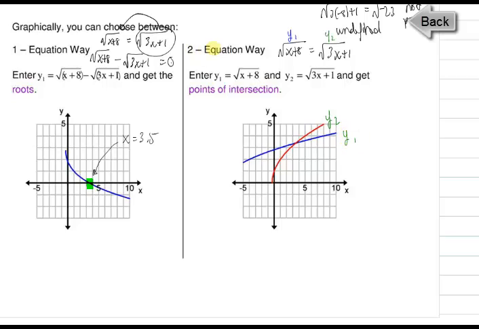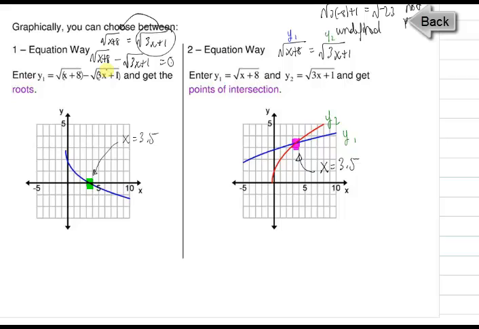Now when you choose the two equation way, what you're looking for are your points of intersection. So you need to use that function on your calculator. And we're looking for where the two curves intersect, which is right here. And when you find that on your graphing calculator, you will get that x is equal to 3.5.